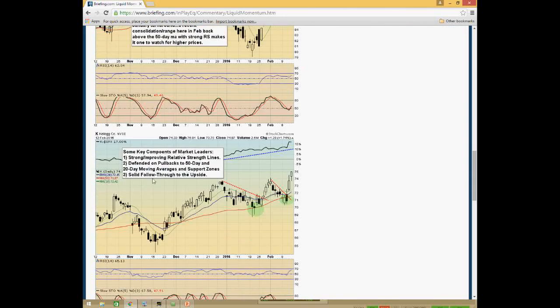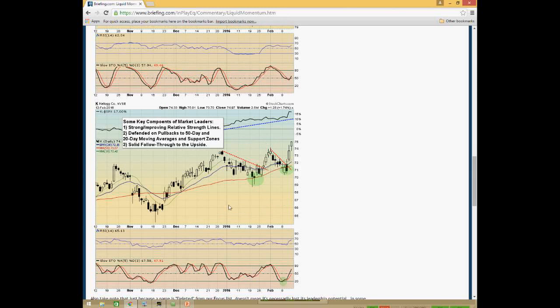Down here, I gave an example of Kellogg. There's just three things that I'm always looking for. I definitely take a keep it simple approach to the market. So you have an improving relative strength line. The stock, you can tell, has been defended or supported at its 50-day moving averages and its 20-day moving averages on 2 occasions here, which is a good sign of institutional support. And then just basic technical analysis.